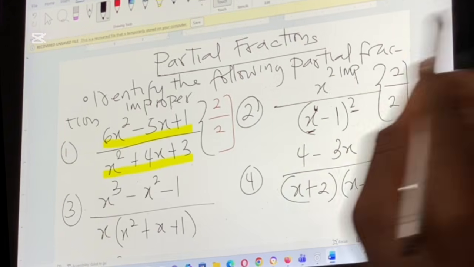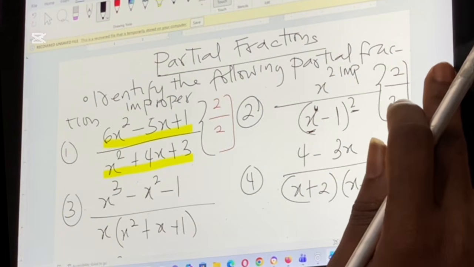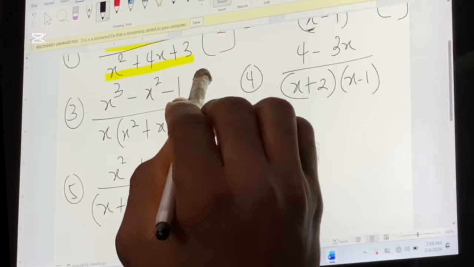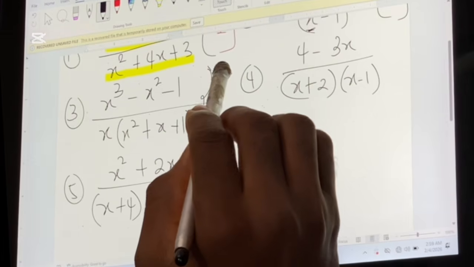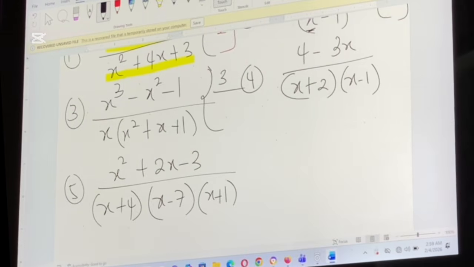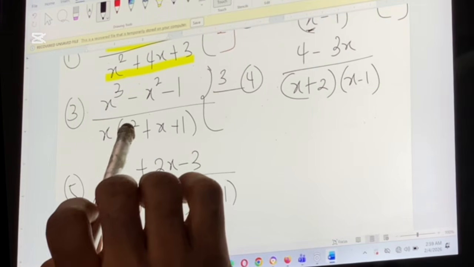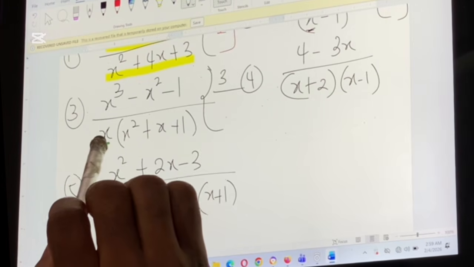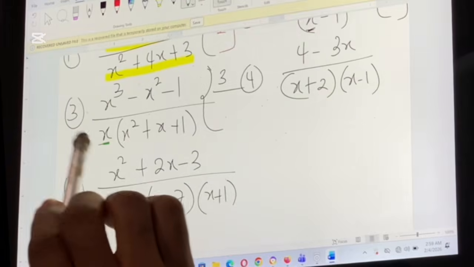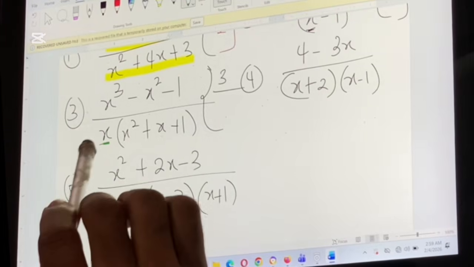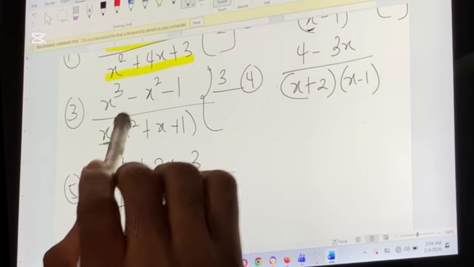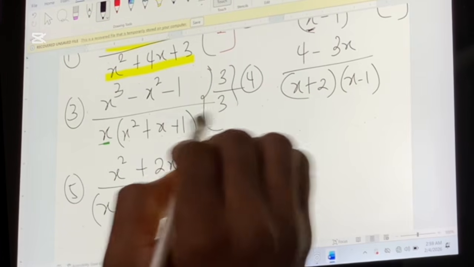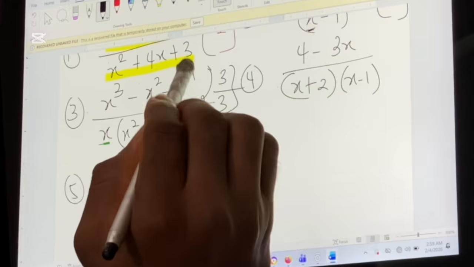Please take note. Now let's look into the next one here, question 3. The highest degree at the numerator is 3. The highest degree at the denominator is not 2. If you open this bracket here, to get the total power, this will times this. Okay, this will times this, so this will give us a power of 3. So that means the highest degree at the denominator is 3. Please take note. So I will also call this improper.